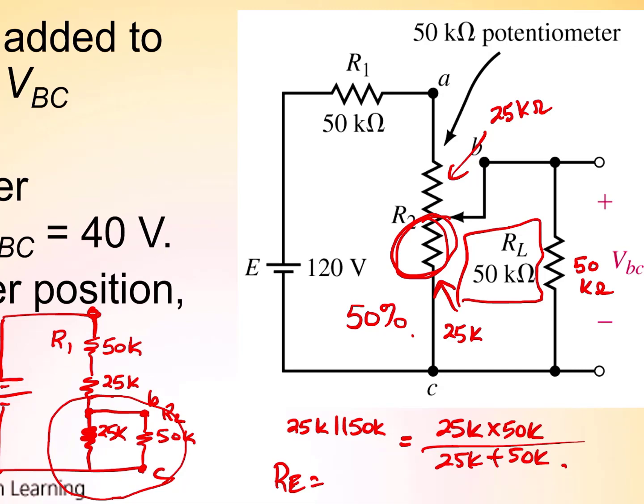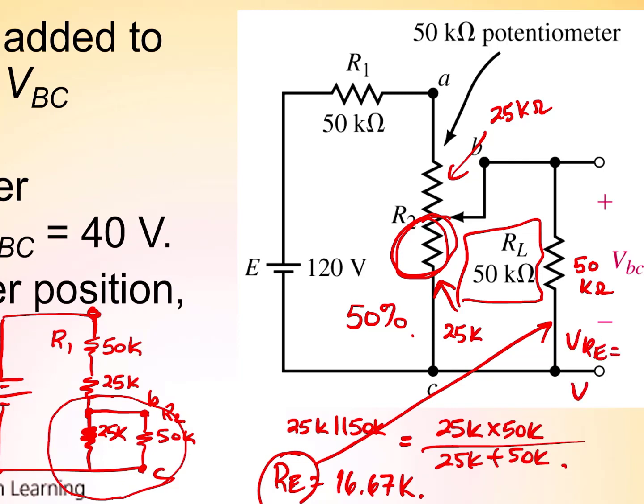So let's go with that. We'll figure out R equivalent. That's 25 times 50 divided by 75 equals 16.67 k ohms. Okay, now this VBC, you can see, is the voltage across R equivalent. So another way to say this is, from our diagram, VRE is going to equal VBC.